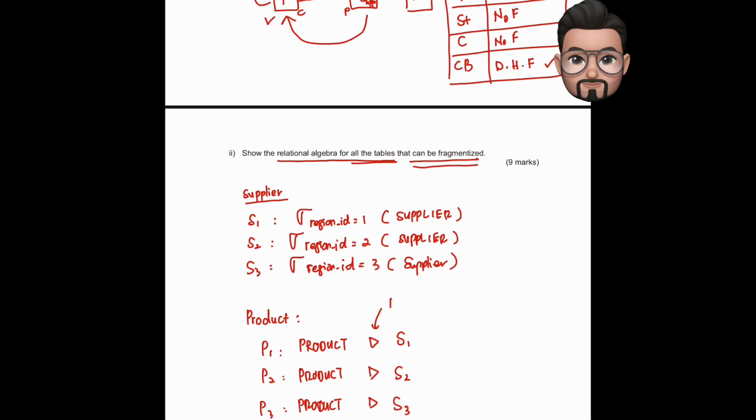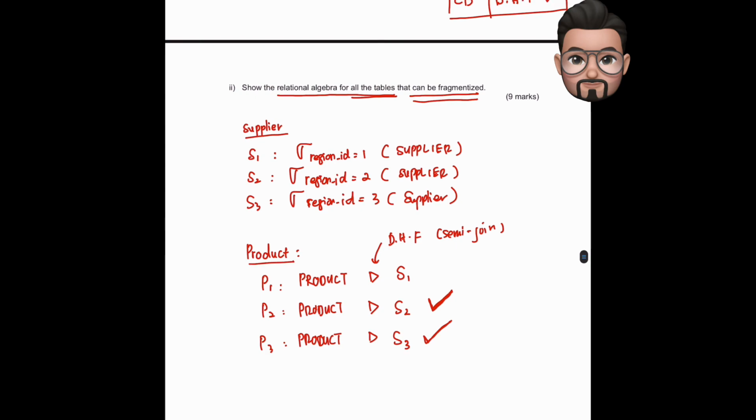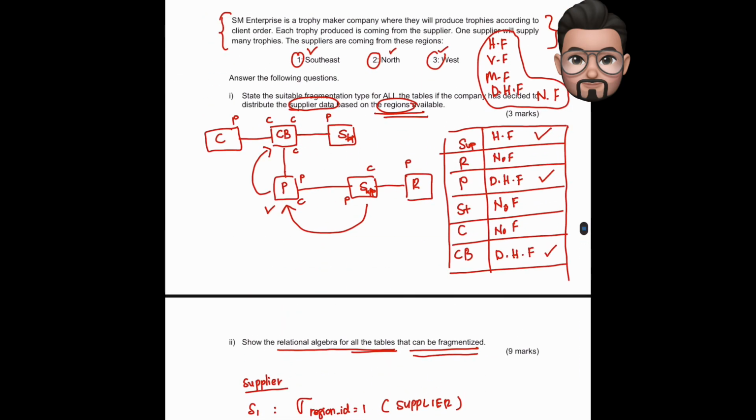So this is the symbol for derived horizontal fragmentation, the semi-join symbol. So we want all product information from supplier in region 1. We want all product information from supplier in region 2. And we want all product information from supplier in region 3. Okay, and after we have done with the product, who is the child of the product? Customer book.